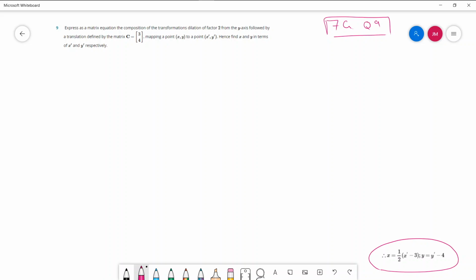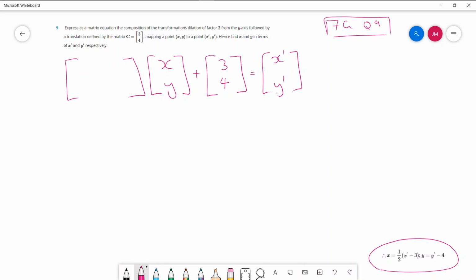So, remember, any dilations or reflections go in the transformation matrix, multiplied by the xy matrix, and then we've got a plus 3, 4 translation matrix, which is equal to the image of x and y matrix. So first question is, what is the transformation matrix for this question? We can see we've got a dilation of factor 2 from the y-axis, so we're only multiplying the x. That means that the top left one will be a 2 and the rest stay the same. So we've got 0, 0, 1.